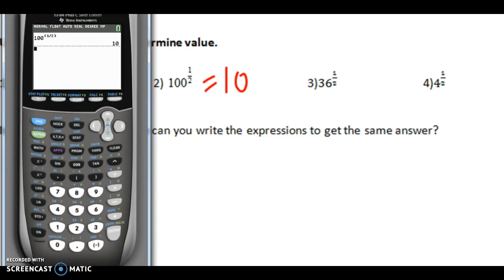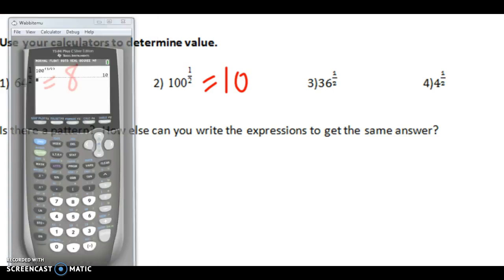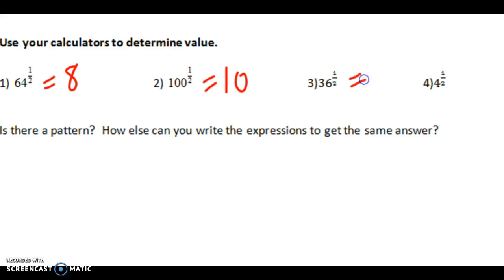Especially on the older calculators, it doesn't automatically raise both numbers to the exponent. When you do 36 to the 1/2, you see that gives you 6. 4 to the 1/2 gives you 2. So hopefully you're noticing that the pattern is that anything to the 1/2 power is the same thing as a square root. Let me write that down.